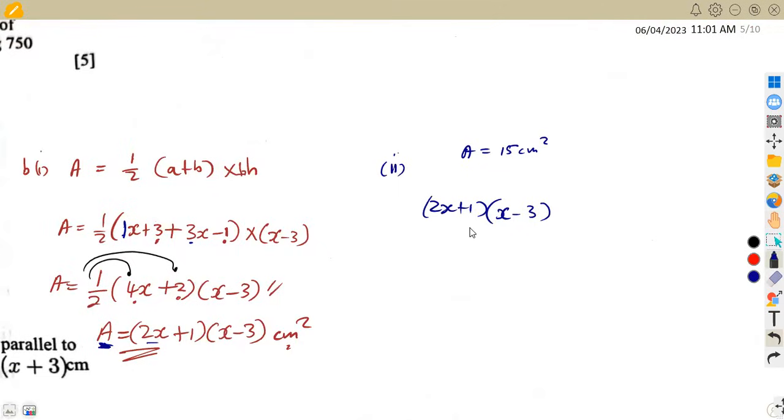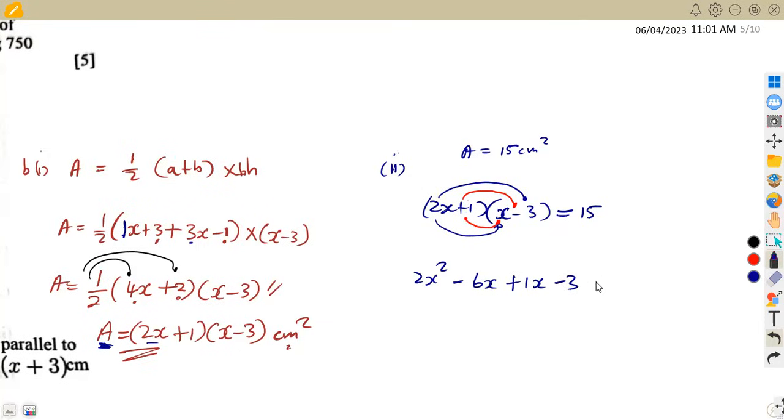The one that is representing our area is equal to 15 because A is 15. So expand brackets, simplify further. That will be 2x times x, which is 2x squared. 2x times minus 3, that's minus 6x. Then we are done with the 2x. We move on to positive 1. So this will be positive 1 times x, which is going to be plus 1x. Then plus 1 times 3, which is going to be minus 3.